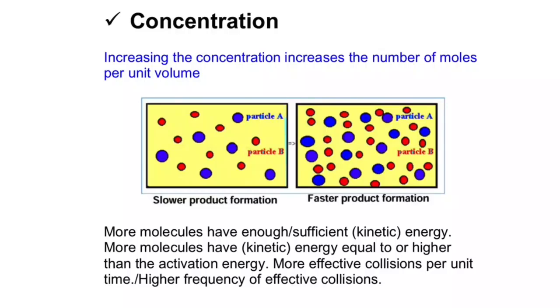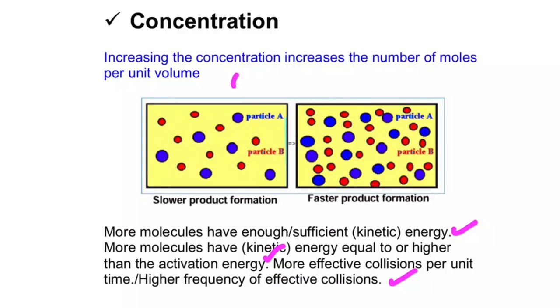Let's take a look. Increasing the concentration increases the number of moles per unit volume. Correct, because we know that concentration is equal to the number of moles divided by volume. So when you increase the concentration, you're increasing the number of moles per unit volume. So the collision theory: more molecules have enough or sufficient kinetic energy. More molecules have kinetic energy equal to or higher than the activation energy. And lastly, more effective collisions per unit time. Why is that the case?